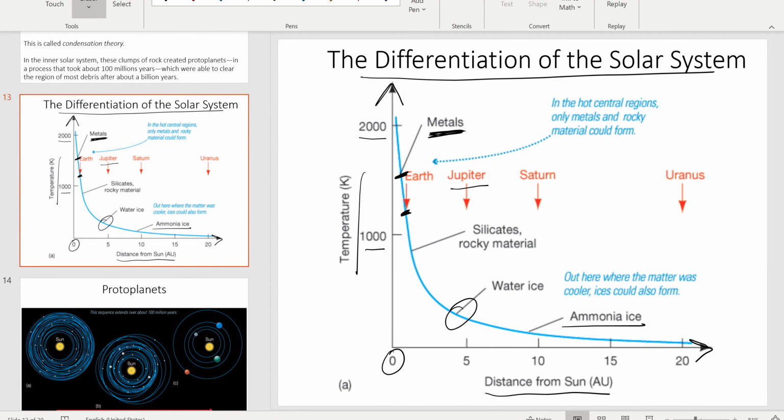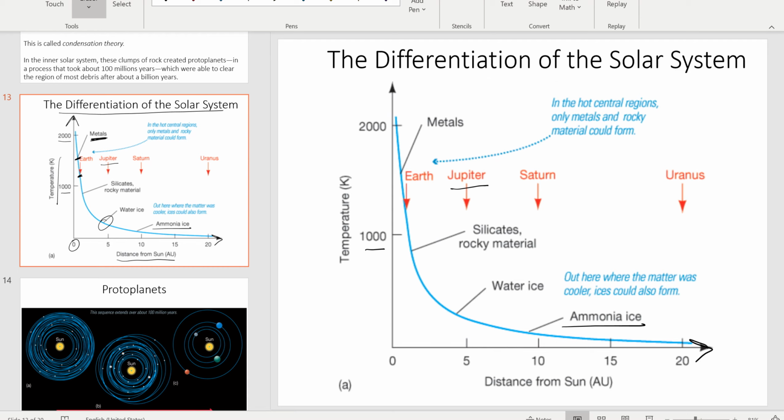This also explains why it is shaped like a pancake. This tends to happen for objects that are rotating around, like pizza dough. And then we talked about the differentiation of the solar system.